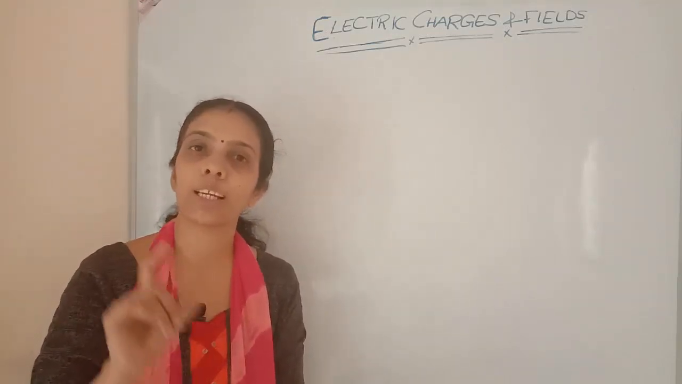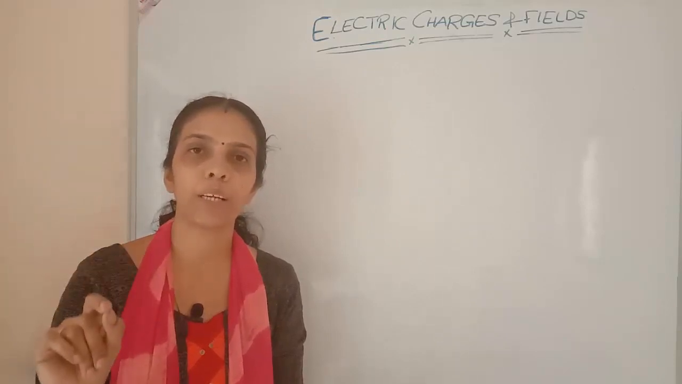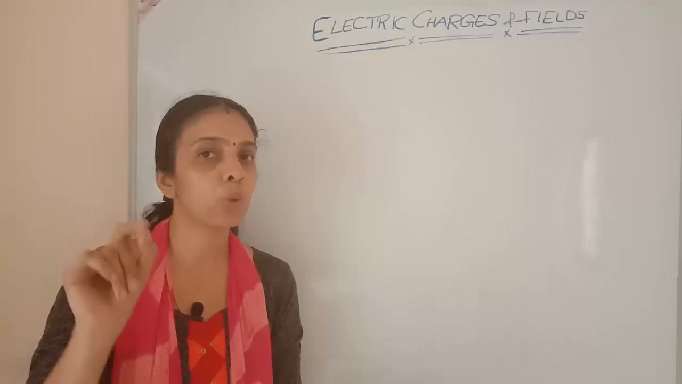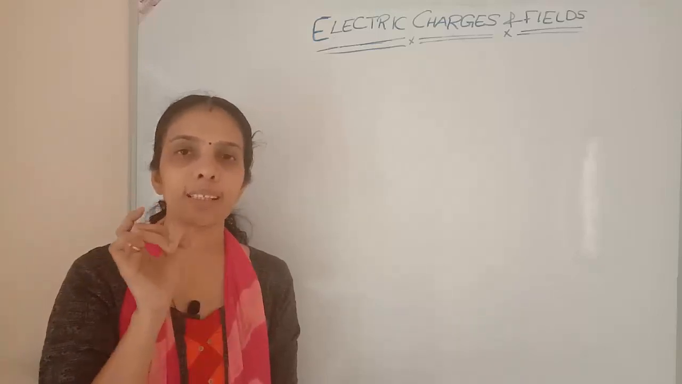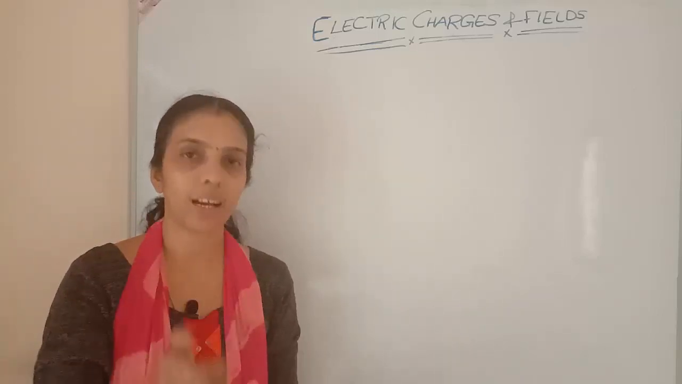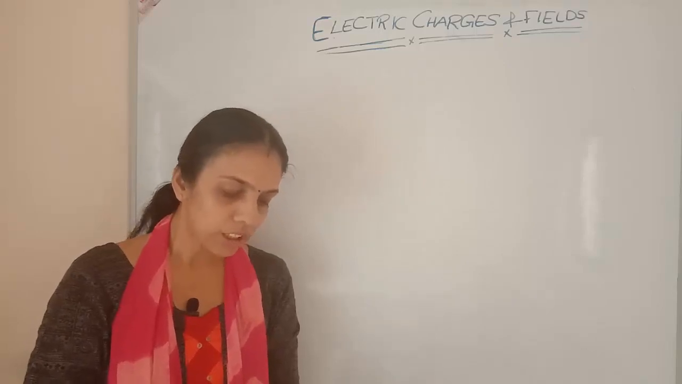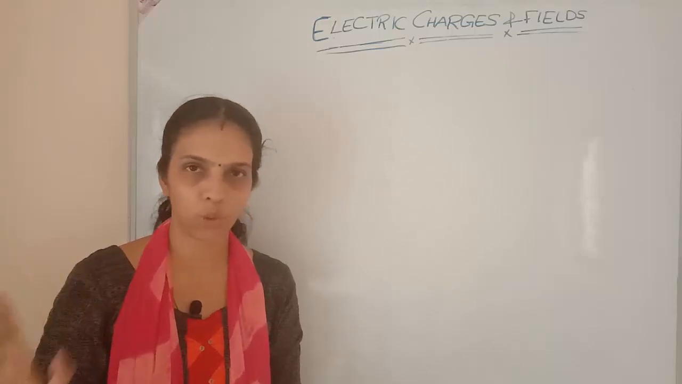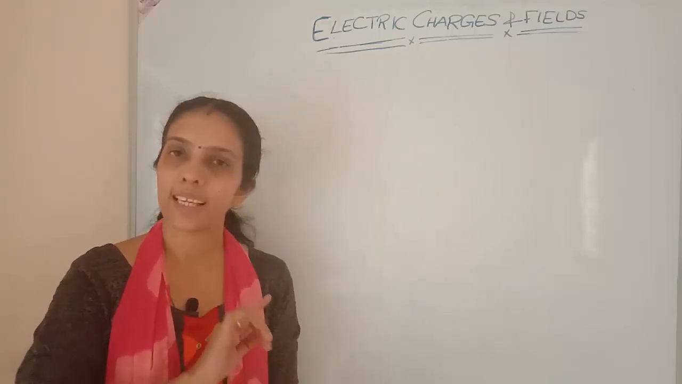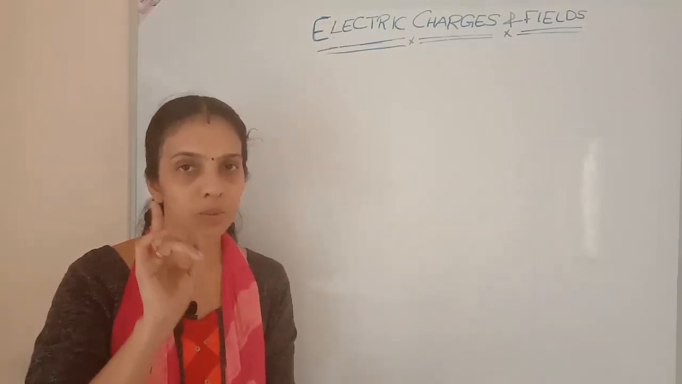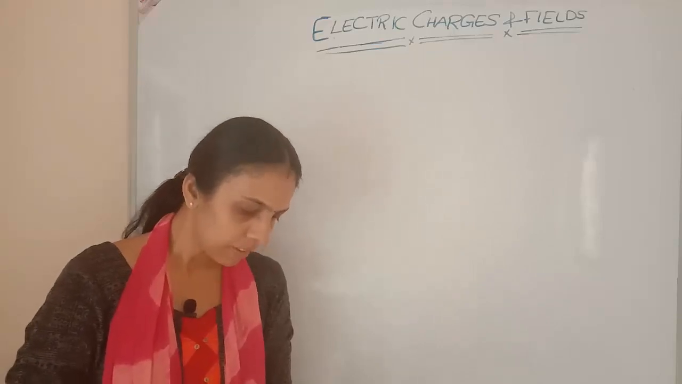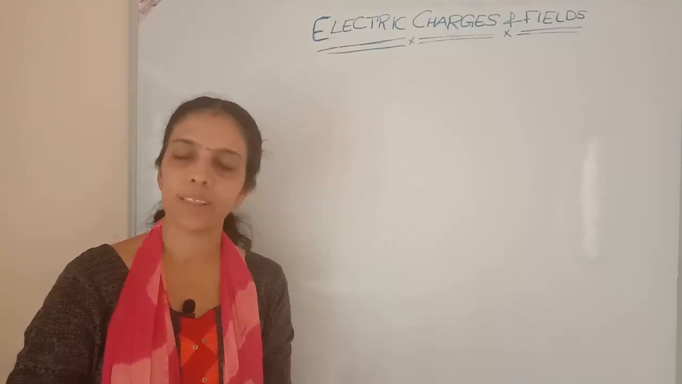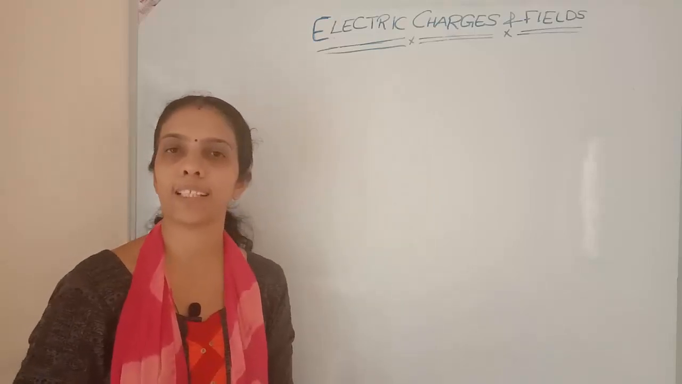On the equatorial line, E is equal to 1 by 4 pi epsilon 0 into P by R cube. P equals Q into 2A, where 2A is the distance between the two charges. Here the charges are plus 20 microcoulomb and minus 20 microcoulomb, Q and minus Q, and they are 1 centimeter apart, so 2A is 1 centimeter. We calculate the electric field at a point at a distance of 50 centimeter from the center of the dipole.